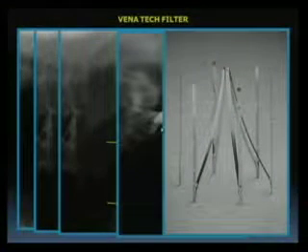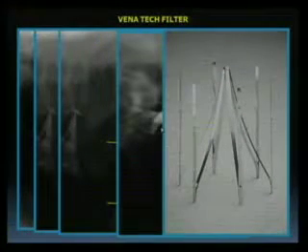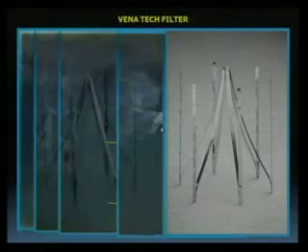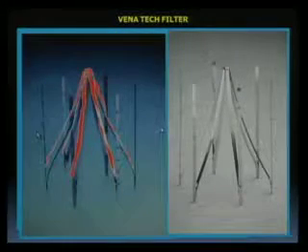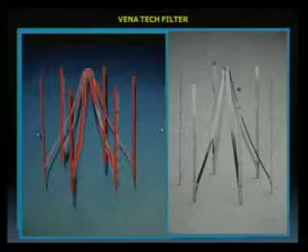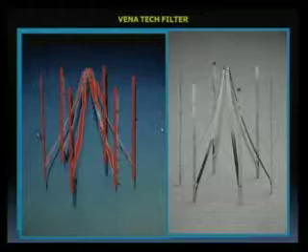And this is the Vena Tech. This is one of the second generation of filters after the first generation, which is the Greenfield. It maintains the basic design of the umbrella, but in addition to the basic design of the umbrella, there are stabilizing legs that are opposing against the wall of the IVC.